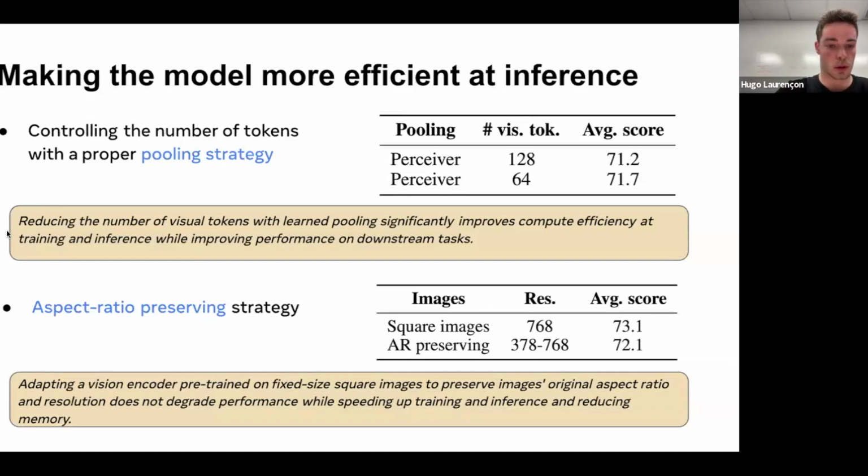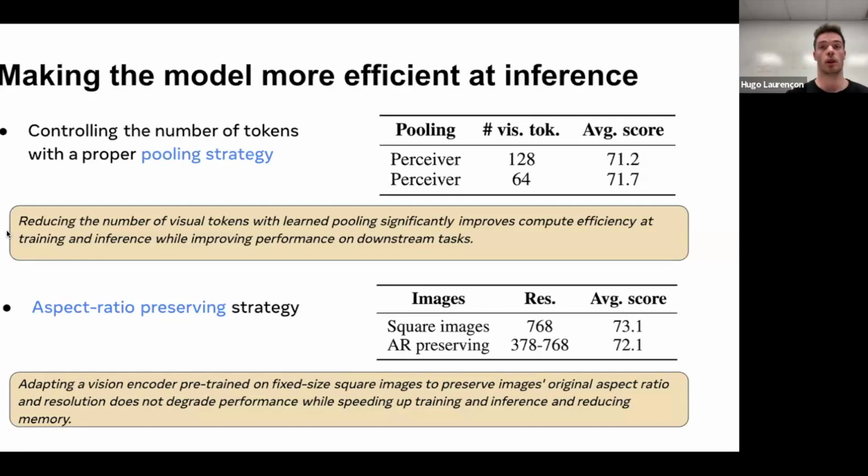A second way to improve the efficiency at inference is to keep the aspect ratio of the images. So what we did is that we simply passed the patches of the images to the vision encoder without resizing an image to a fixed size square image like it was done before. Because if you only resize to fixed square images, then you need to select your resolution that will be shared for all the images.